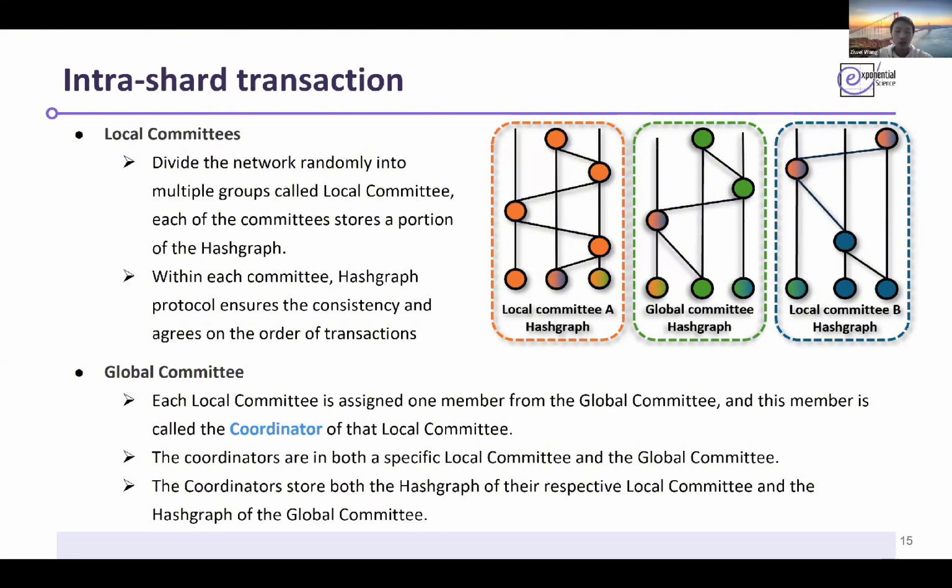The coordinators store both the hashgraph of their local committee and the hashgraph of the global committee. This setup ensures that intra-shard transactions can be processed within the hashgraph protocol to maintain consistency and agree on the order of transactions within each shard.